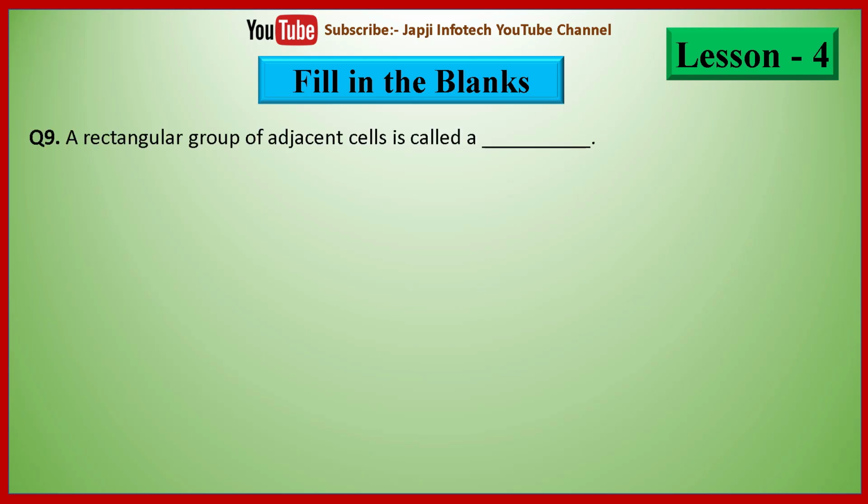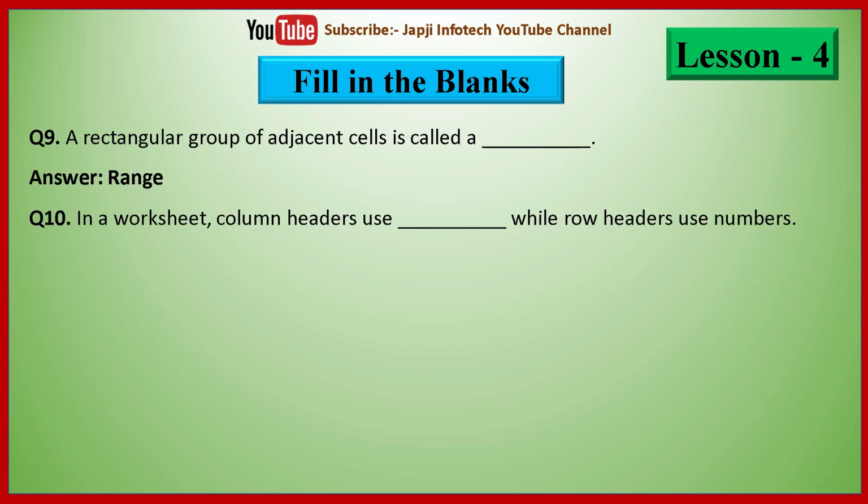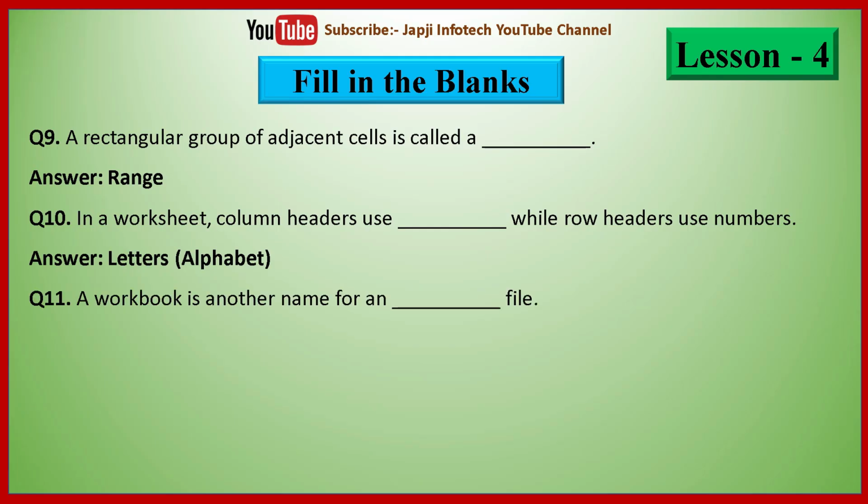a rectangular group of adjacent cells is called a dash. And the right answer is a rectangular group of adjacent cells is called a range. And 10th question is, in a worksheet, column headers use dash while row headers use numbers. And the right answer is, in a worksheet, column headers use letters or alphabets while row headers use numbers. And 11th question is, a workbook is another name for an dash file. And the right answer is, a workbook is another name for an Excel workbook file.